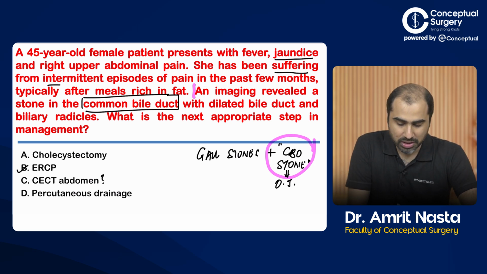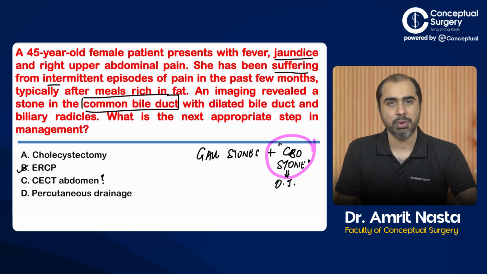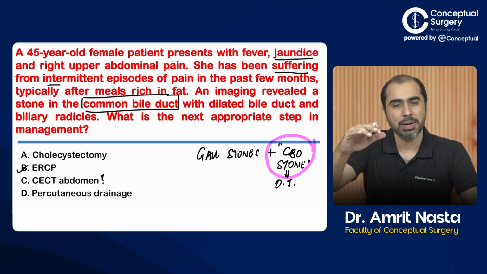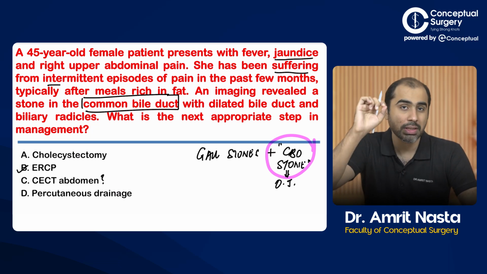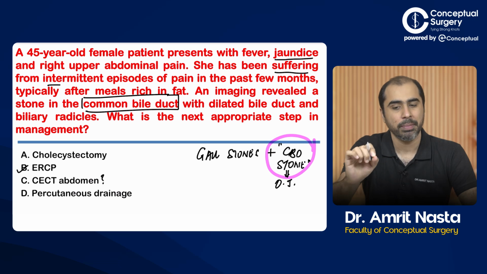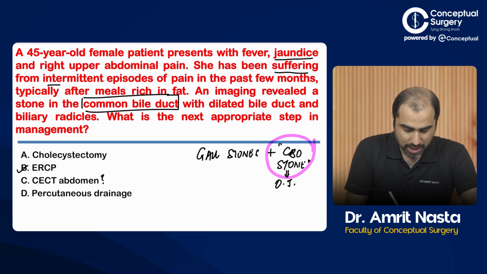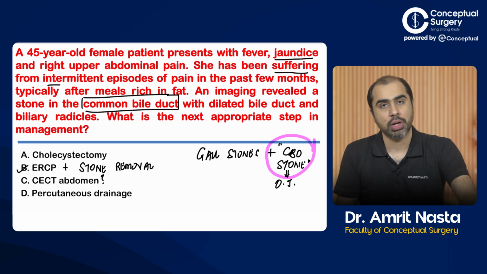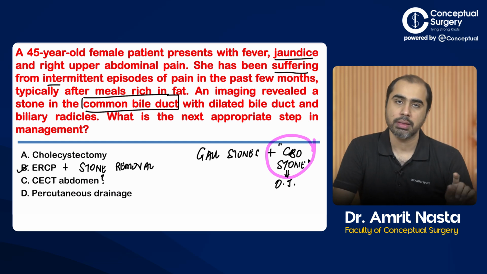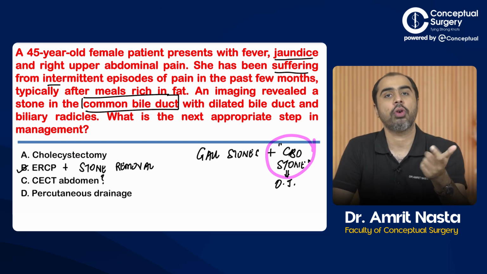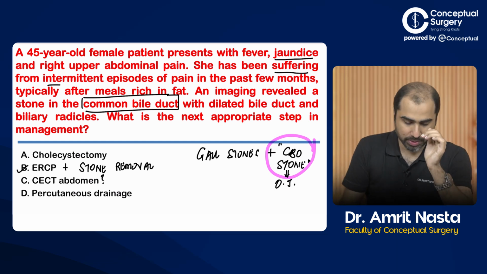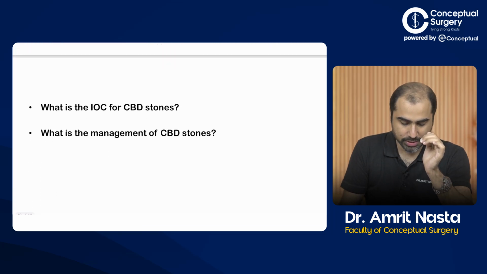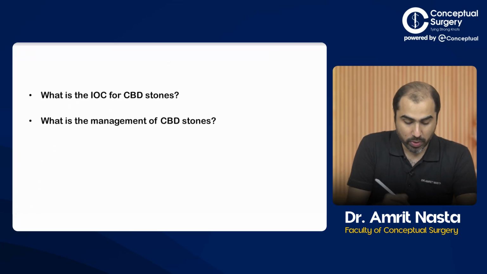You know what imaging that was? It has to be MRCP. MRCP will show the stone in the CBD, which means MRCP was already done. When I see the stone in the CBD, the first step is going to be ERCP and stone removal. If I hadn't seen any CBD stone and the person was having jaundice, then I would have done MRCP to look for the stone.